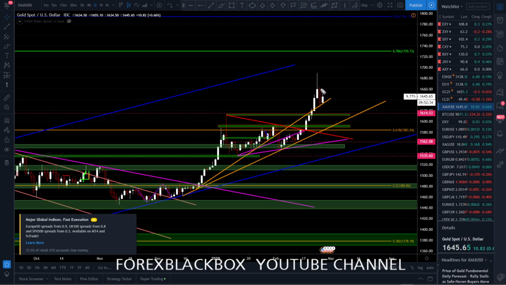The gap is not even closed, and the sellers are stronger now. They're pushing it lower. So I think gold is going to go lower, at least 50% of this move. At 50% of this move, we'll probably see some rotation here. Then for another 50% of this move, we'll break lower. So watch out for this, guys.